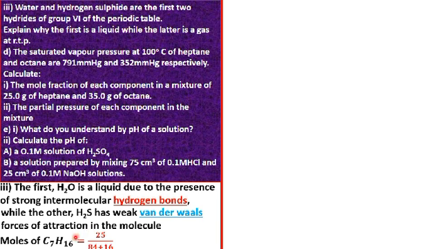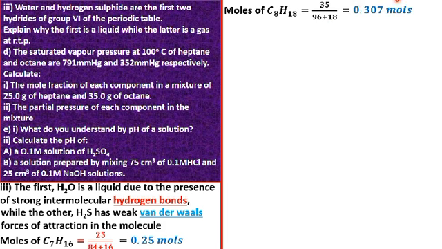The given mass here is 25. The molar mass is the sum of the individual masses of our species. That of carbon is 12, 7 times 12 gives us 84, then that of hydrogen is 16. Simplifying that gives us an answer of 0.25 moles. Then to get the moles of octane, we take the given mass, which is 35, over the molar mass. The mass of carbon is 12, 8 times 12 is 96, plus 18. Simplifying that, to 3 decimal places, gives 0.307 moles.